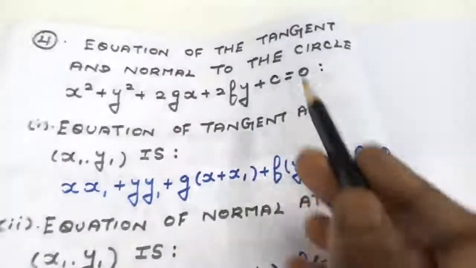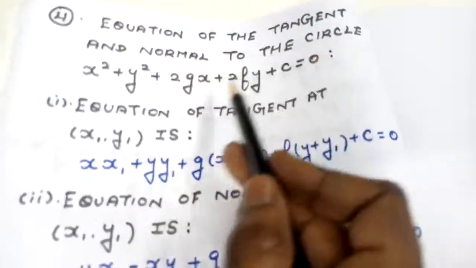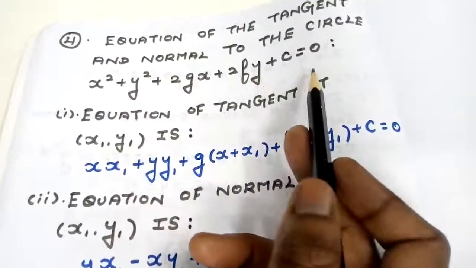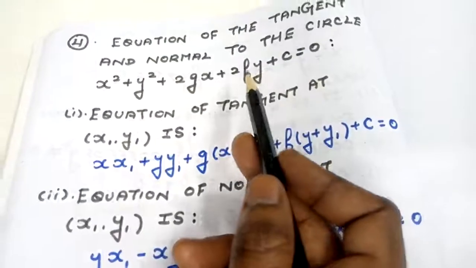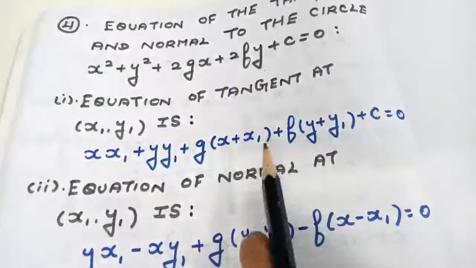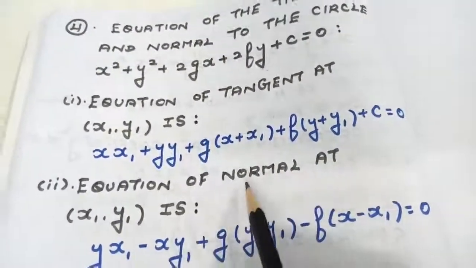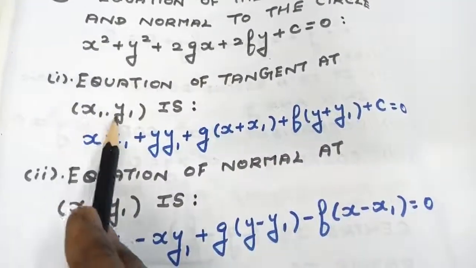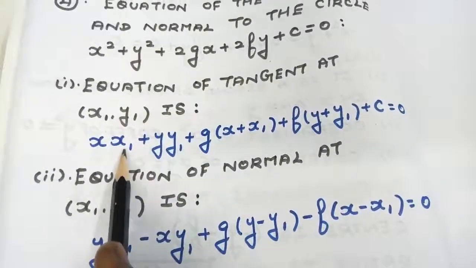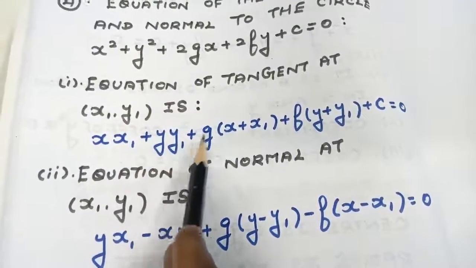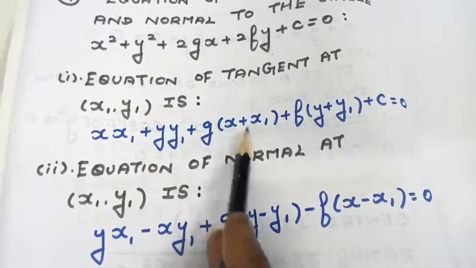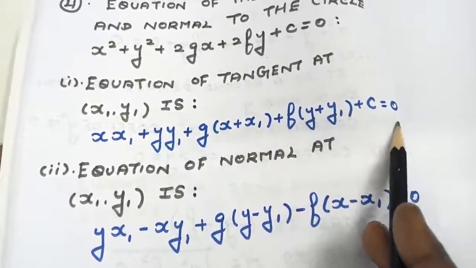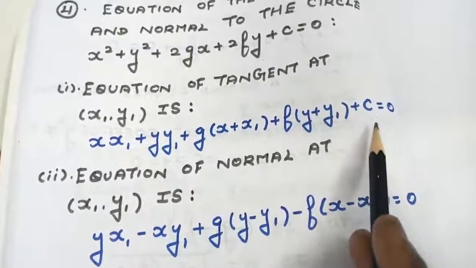Fourth one, equation of tangent and normal to the circle x square plus y square plus 2gx plus 2fy plus c equal to 0. If they are going to ask you to find equation of tangent and normal, we are going to use this formula, students, that is equation of tangent at particular point x1 comma y1 is x x1 plus y y1 plus g into x plus x1 plus f into y plus y1 plus c equal to 0. You have to by-heart this formula, no other way.